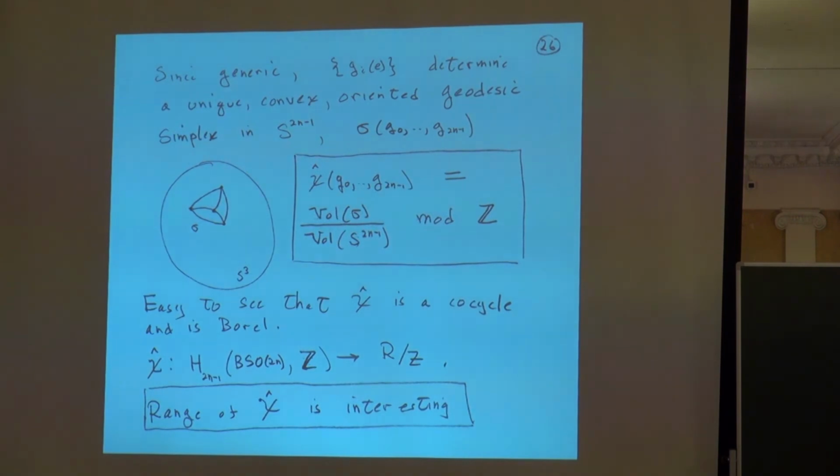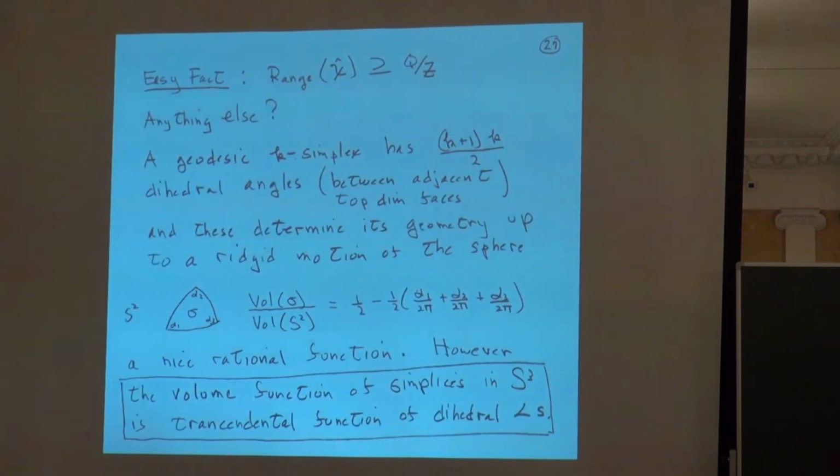So here's something, a result. Okay, so let's see. First of all, it's easy to see, I claim, that the range of chi hat contains all the rational numbers. I don't recall why it's easy to see, but it is. I think you can just make up some simplices that'll do that. So the range contains all rational numbers, mod z. Well, does it contain anything else? Is it giving us any real information?